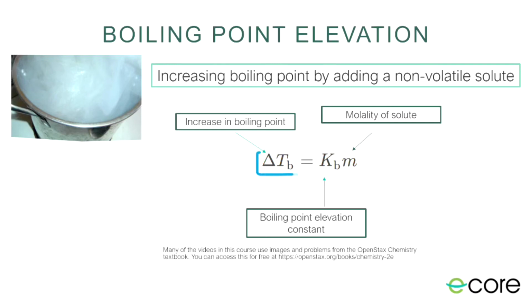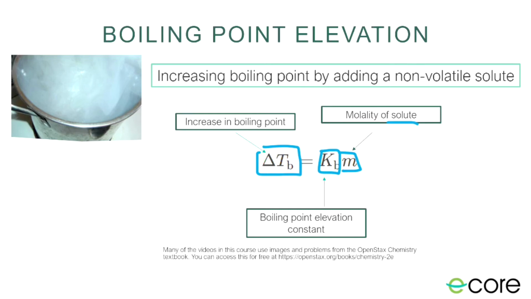We have delta TB here, which is an increase in the boiling point. We have KB, which is our boiling point elevation constant. Basically, we have different boiling point elevation constants for different substances. And then lastly, we have molality, and that's of the solute. Remember, molality is a unit of concentration that's moles of solute over kilograms of solvent.